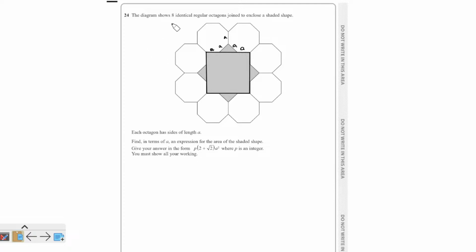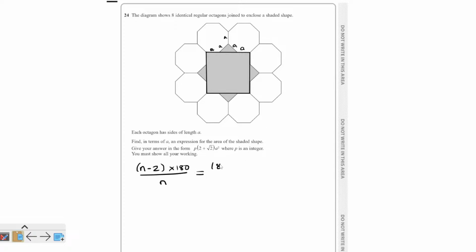So the first thing is they've said regular octagons. Now I'm assuming you don't have memorized the angles inside an octagon. If you do, great, but you don't have to. The formula we would need to work out an angle in the octagon would be n minus 2 times 180. That would tell you the total degrees of a whole octagon. And if you wanted to work out one angle, because they're all the same, they're regular, divide by the number of sides again.